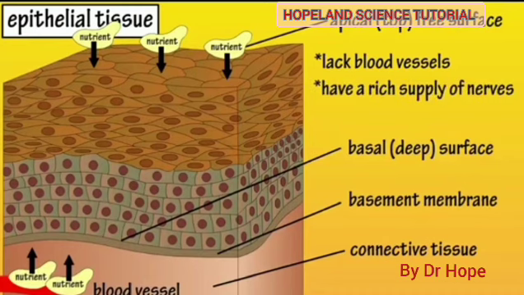Epithelial tissue is also innervated, which means that they have a rich supply of nerves. And epithelial cells can reproduce themselves, which is important because they go through severe wear and tear, such as in the skin and the respiratory and digestive tracts.